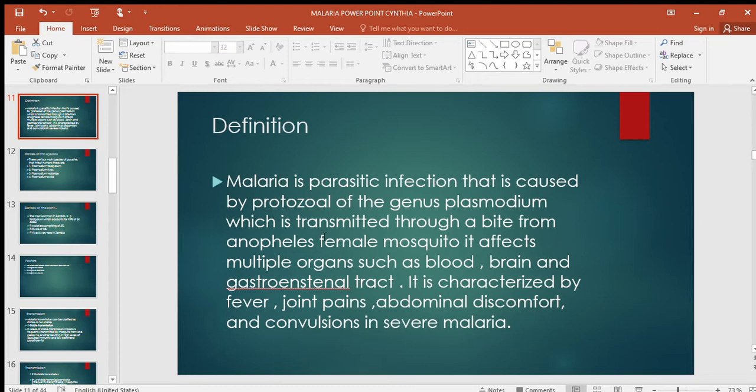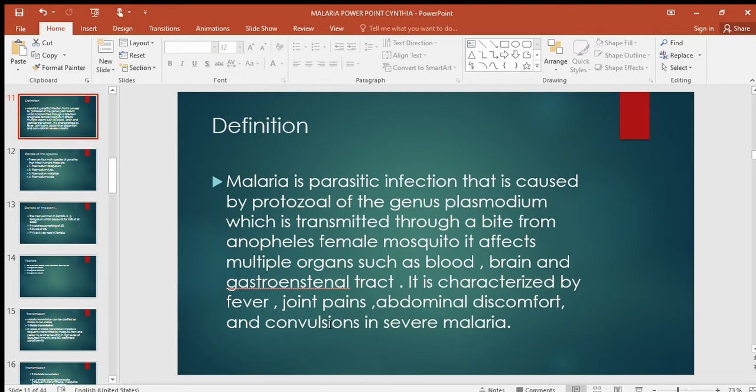So we can define malaria as a parasitic infection that is caused by the protozoa of the genus Plasmodium, which is transmitted through a bite from a female Anopheles mosquito. It affects multiple organs such as the blood, the brain, the gastrointestinal tract, and it is characterized by fever, joint pain, abdominal discomfort, and convulsions when it comes to severe malaria.